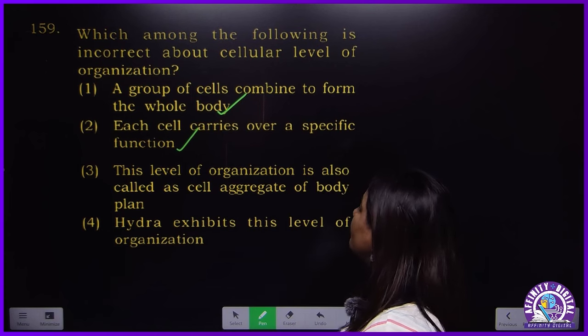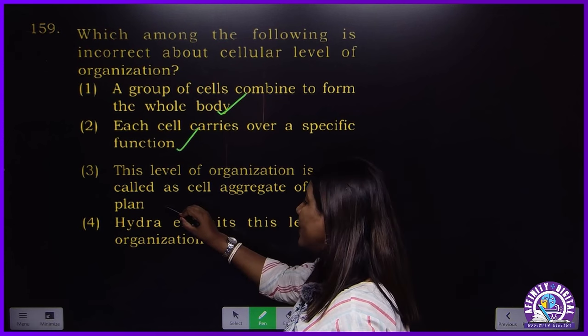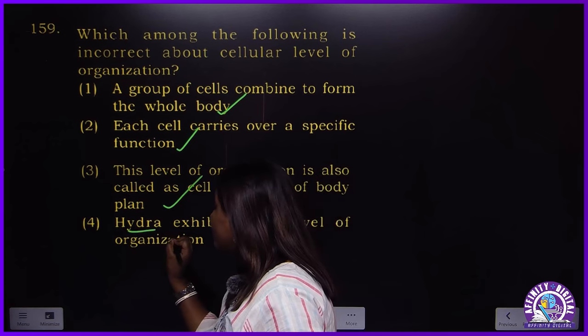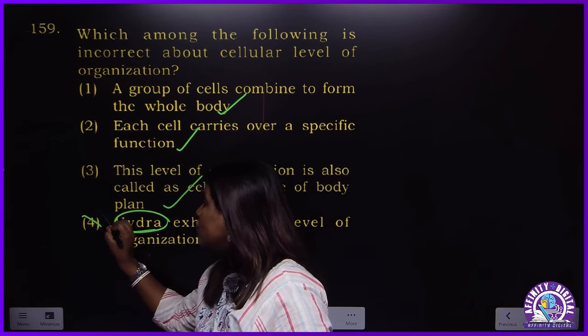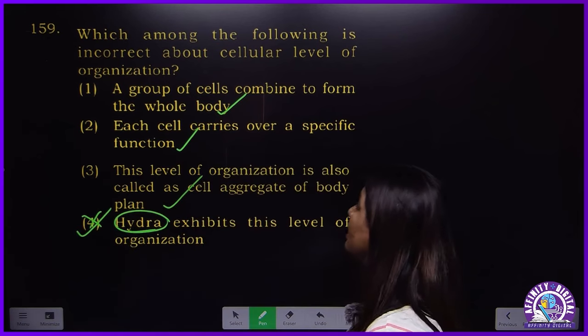Next is this level of organization is also called the cell aggregate body plan. That is true. Hydra exhibits it? No, Hydra doesn't exhibit it. They exhibit tissue level of organization. So that is the incorrect option. So we will go with option number 4.